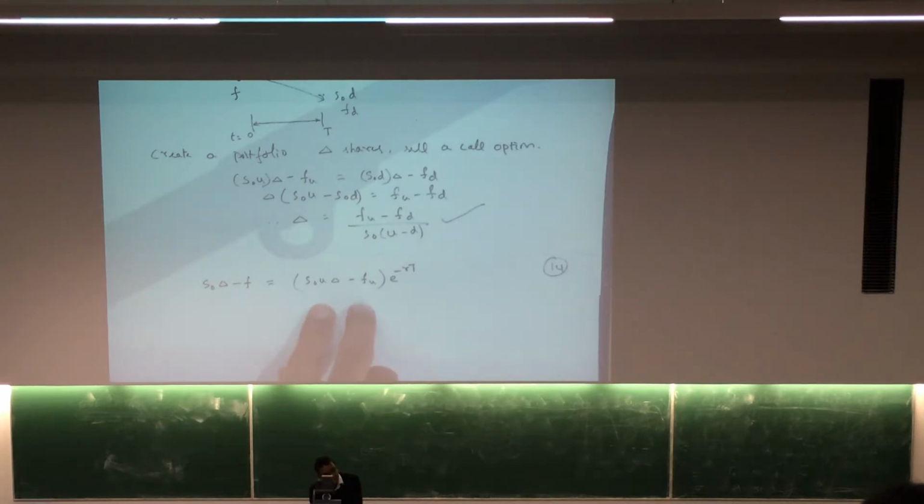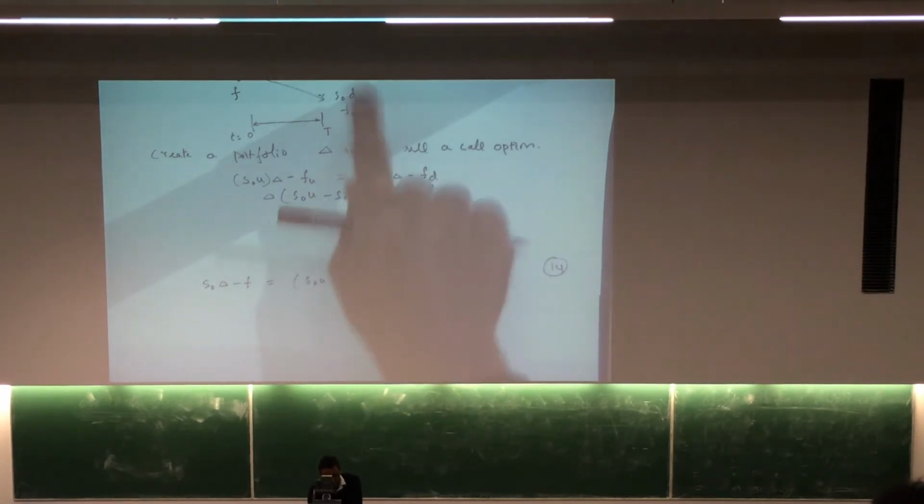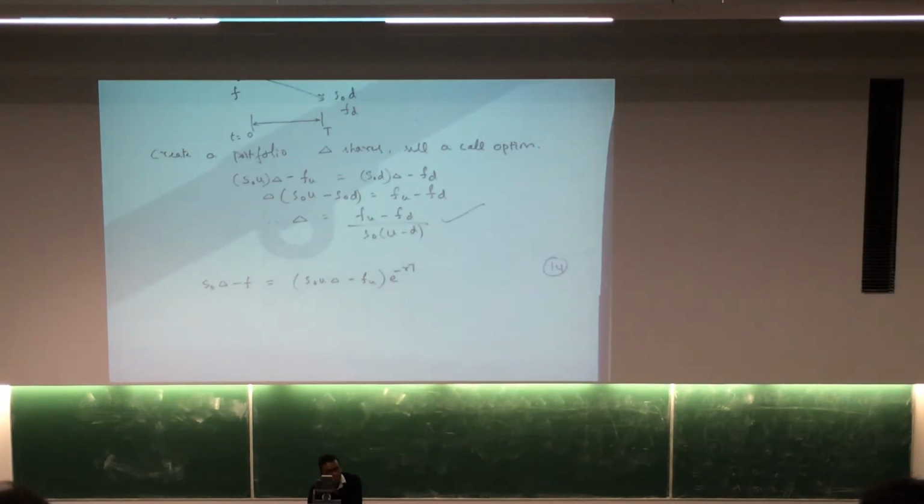What is this? This is the future value of my portfolio. We have already seen that. And the future value is constant because I selected very carefully the number of stocks in such a way that irrespective of the ups and downs, I get the same future value. This future value, discounted, must match the present value of my portfolio. Present value of the portfolio is nothing but the current stock price times the number of stocks I am going to hold minus the option that I am going to sell.